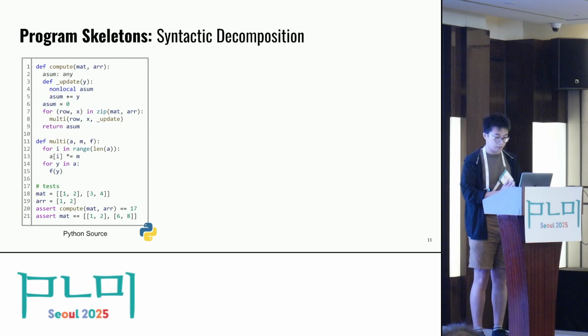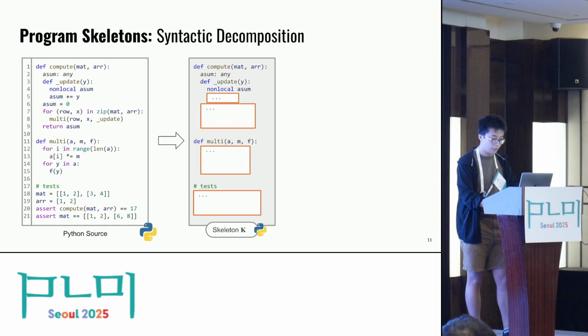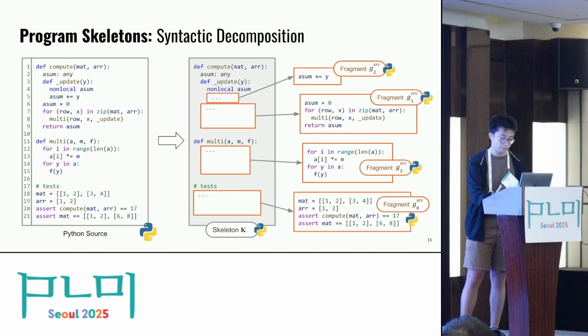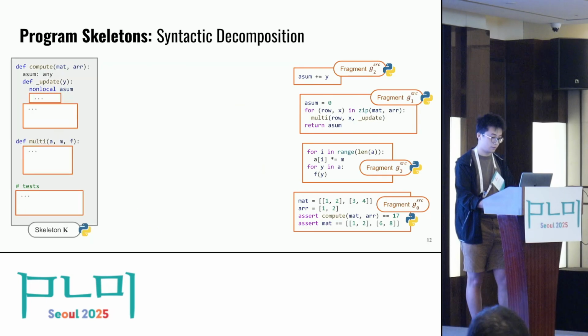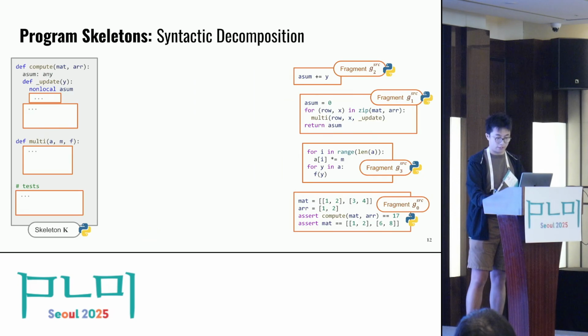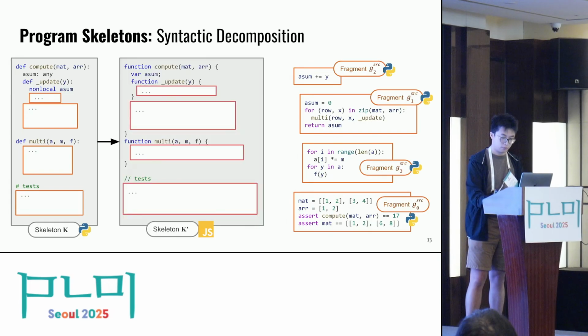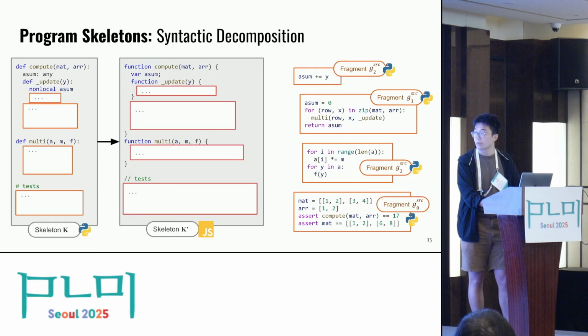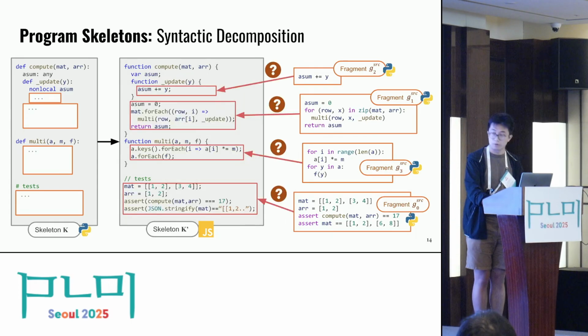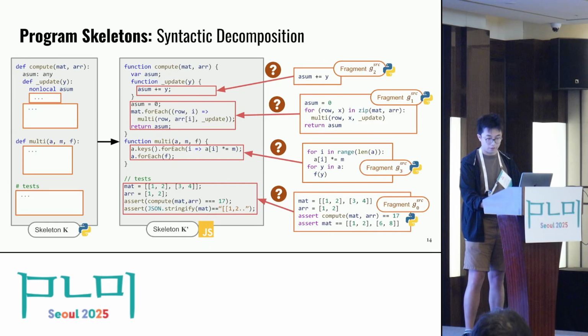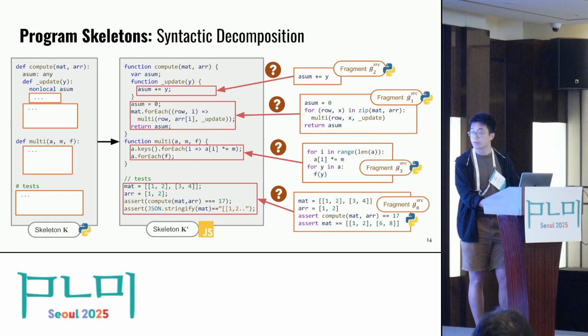OK, so if we want to translate this using program skeleton, we will first offer using a syntactic decomposition of it. Basically, decompose it into a skeleton K and code fragments G0 to G3. The executable code inside each lexical scope is one fragment. So now we have 5 pieces. We can start to construct the translation. We can perform a direct rule-based conversion of the skeleton, which will deterministically produce a mirroring skeleton in the target language. Then for each code fragment, we can use LLMs to produce candidate translations and try to fill in the holes of the skeleton.